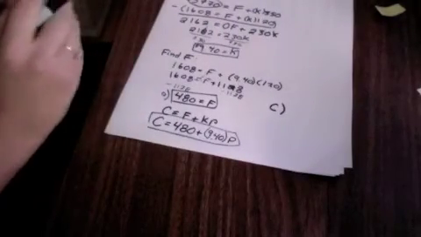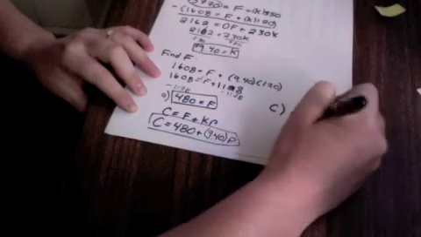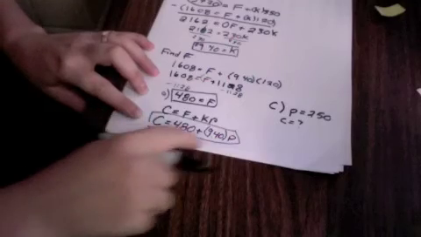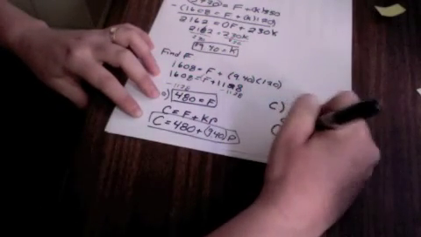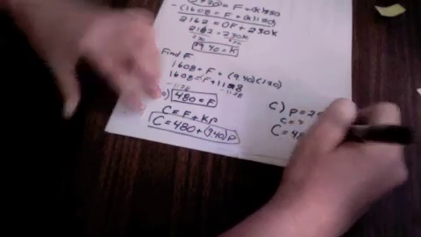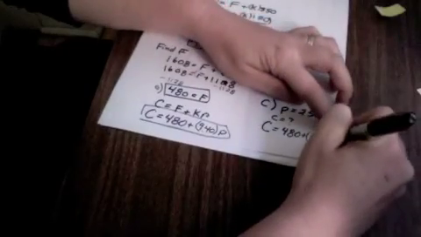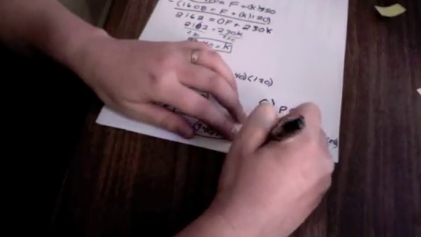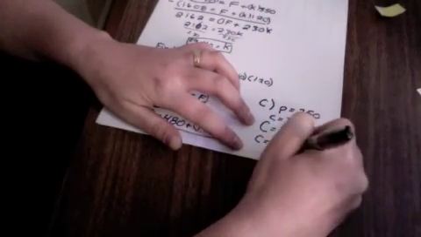The question is, find the cost for a banquet of 250 people. So we know that our P is going to be 250. What's our C? Well, let's find out. We can use this equation right here, and just instead of the P here, we can substitute 250. So we go C equals 480 plus 9.40 times 250. And then when you do the full calculation, the total cost of an event of that size is $2,830.